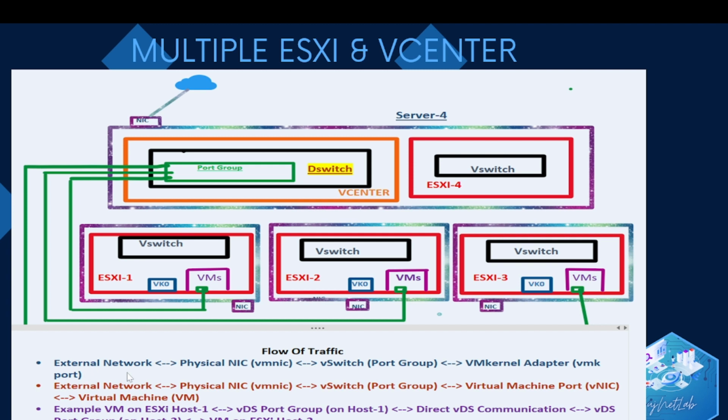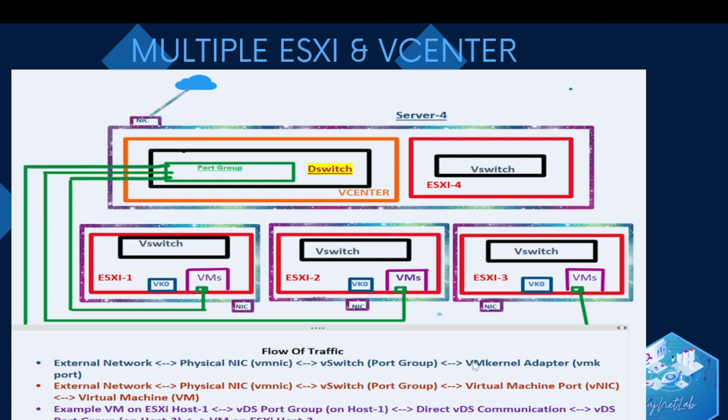I have made a note for you to explain again whatever I have explained. First, it will go to the external network, and then from the external network, it will go to the physical NIC. This is the physical NIC. And then it will go to the V switch. In our case, it is a D switch here, but categorically it's a V switch. From the V switch, it will go to the port group, and from that port group, it will go to the virtual machine. And from that virtual machine NIC port, this green one, it will go to the VM.